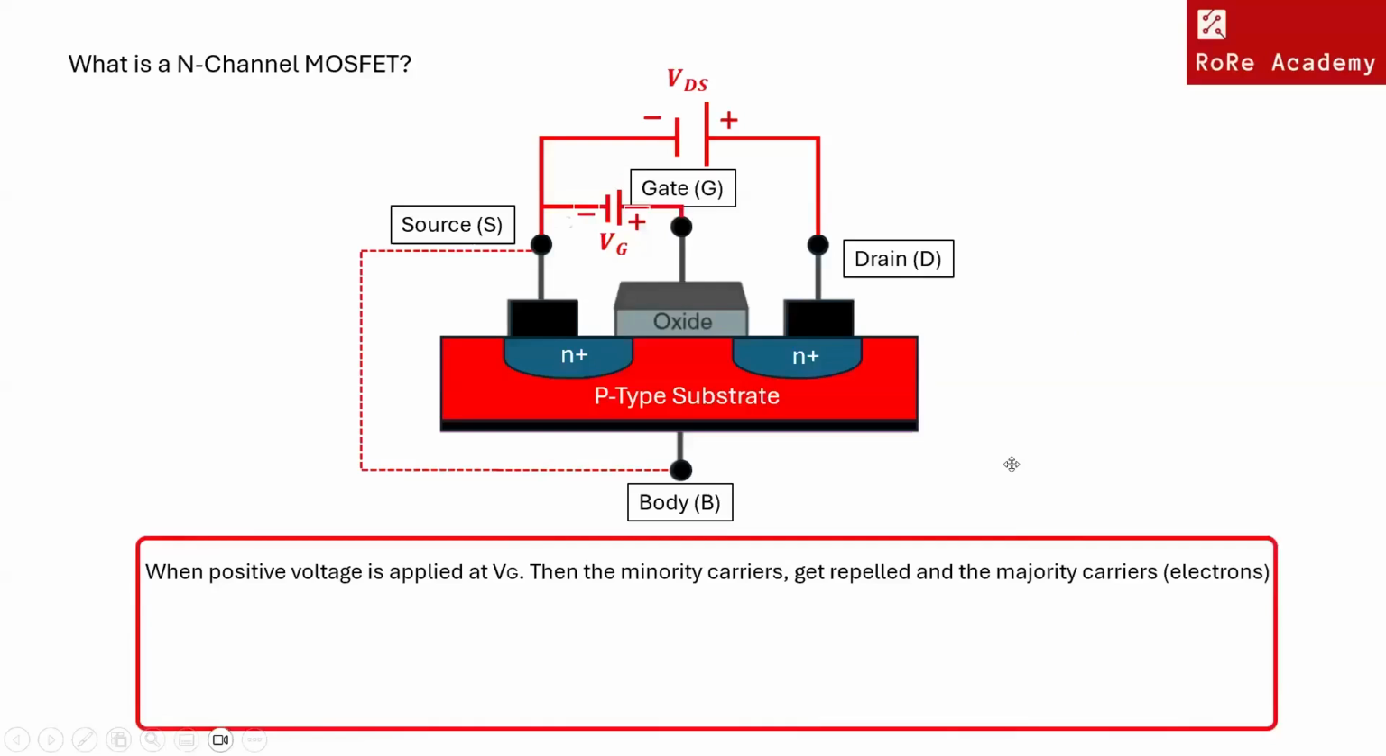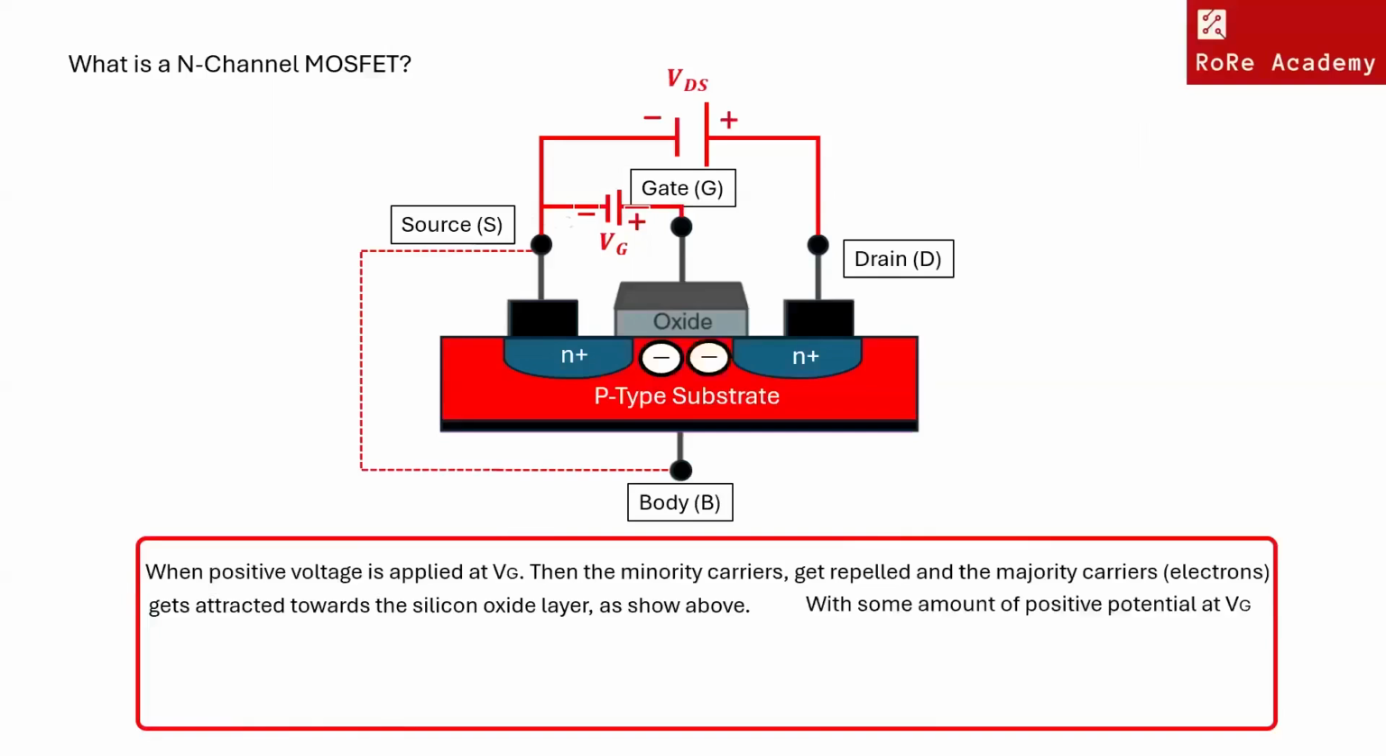When positive voltage is applied at VG as shown above, then the minority carriers, i.e. holes, get repelled and the majority carriers, i.e. electrons, get attracted towards the silicon oxide layer, the insulating layer. With some amount of positive potential at VG, a certain amount of drain current ID flows through source to drain.